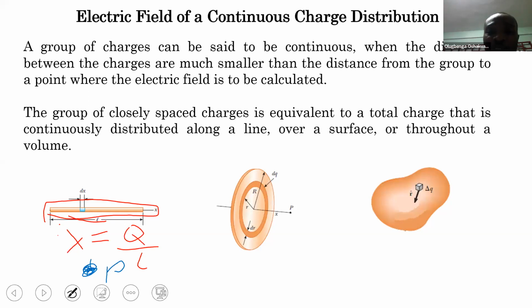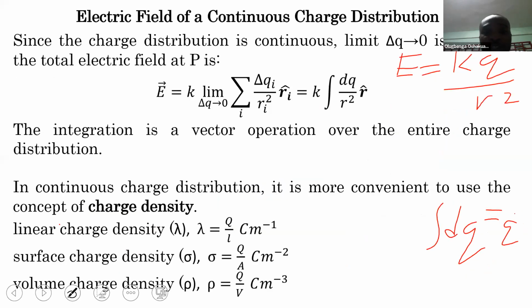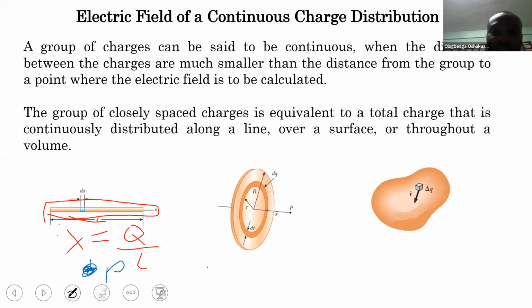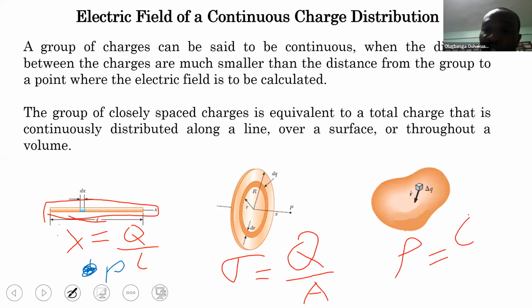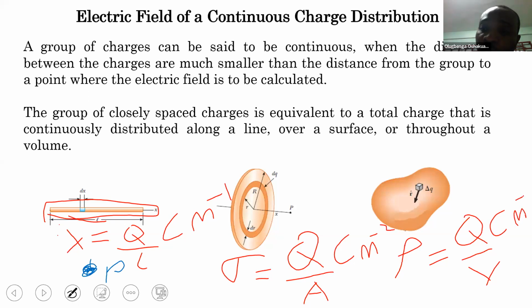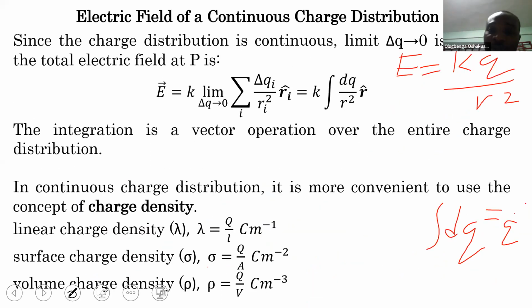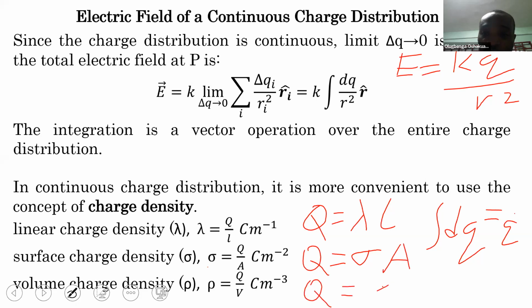This particular surface can also be described in terms of sigma. Sigma equals the charge over area, and rho equals the charge over volume. The unit here is coulomb per meter, this is coulomb per meter square, and this is coulomb per meter cube. So you can see that it's very smooth and straightforward. A simple way to define them all is that Q for a certain length will be lambda L, which is in coulomb. Q here will be sigma A, which is also in coulomb, and Q here is equal to rho V.